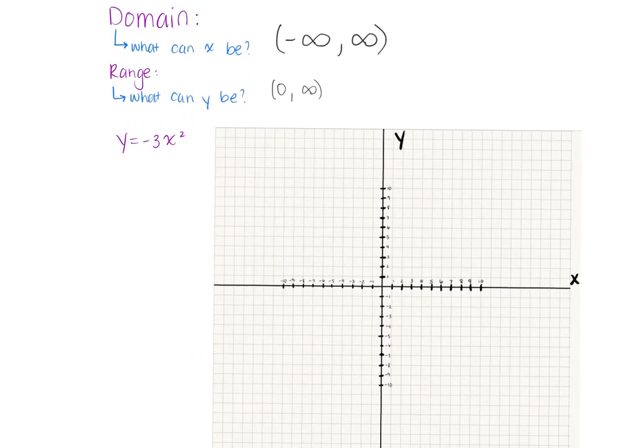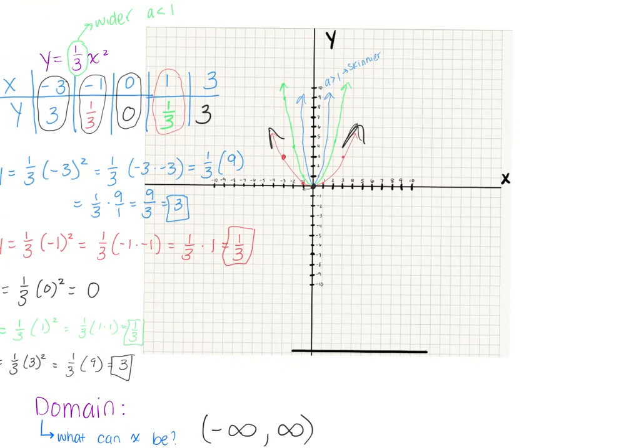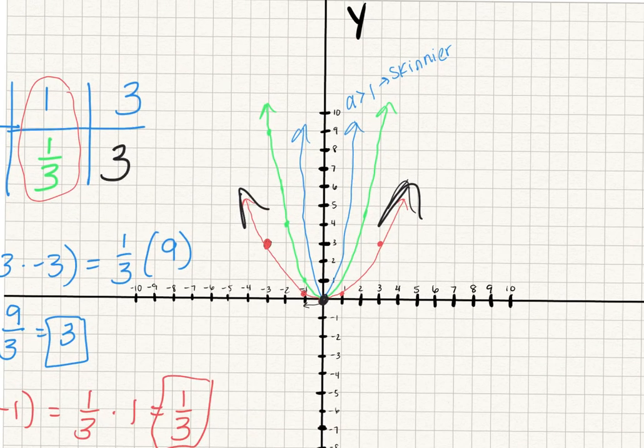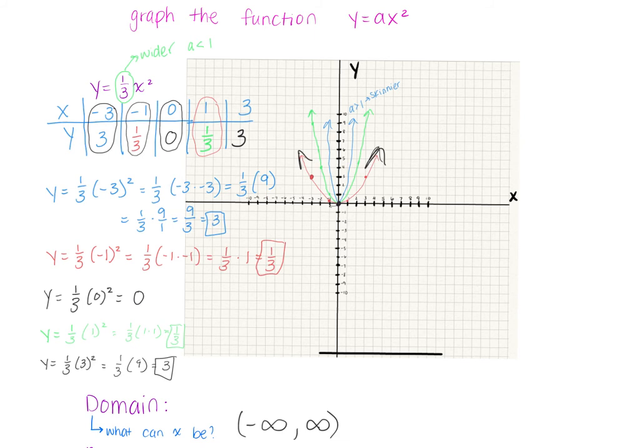The next one that we're going to do is y equals negative 3x squared. And as I said before, since that number in front of the x squared is greater than 1, it's going to look like the blue skinniest parabola, okay? It's going to be very, very skinny, and it's going to rise really, really fast. So let's check it out.